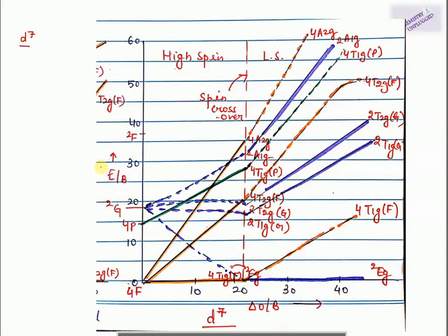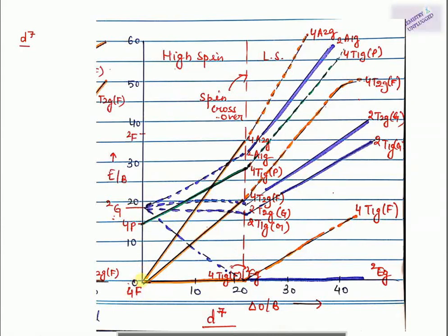In case of D7 high spin complexes, we have already seen that we considered only 4F and 4P. We have not included 2G because in the high spin region, the 2G is of no use. But in case of low spin complexes, 2G will participate. Then how will it participate? Let's see.